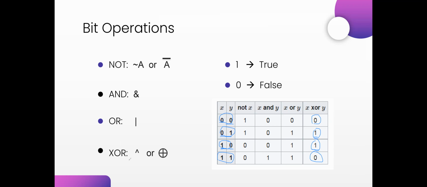So the bit operations have four operations here, and later we are going to introduce more operations. The logic is almost the same as the logical operators, but they have an additional one called XOR. And 1 means true, 0 means false. It's pretty simple. Okay, so any question here?